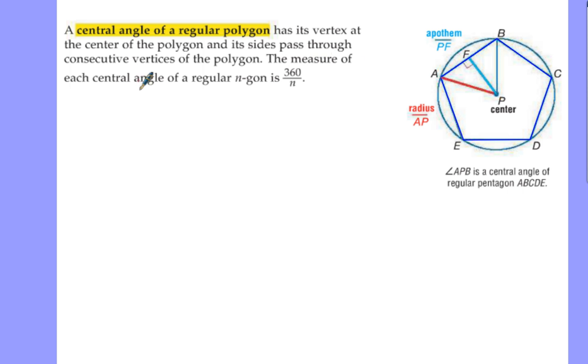The measure of the central angle, now this is not new material for us, would just be the number of sides, right? N-gon would be the number of sides being divided into 360. So 360 divided by n, because this is one full circle that we have. So this would all be a bunch of little sectors of the circle. So the whole thing is 360 divided by the total number of central angles that would be created by the polygon.